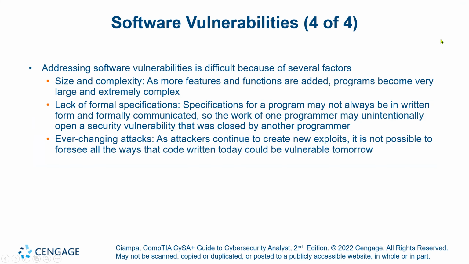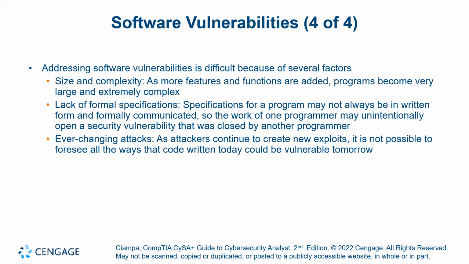Addressing software vulnerabilities is difficult because of several factors. Size and complexity: as more features and functions are added, programs become very large and extremely complex. Lack of formal specifications: specifications for a program may not always be in written form and formally communicated, so the work of one programmer may unintentionally open a security vulnerability that was closed by another programmer.